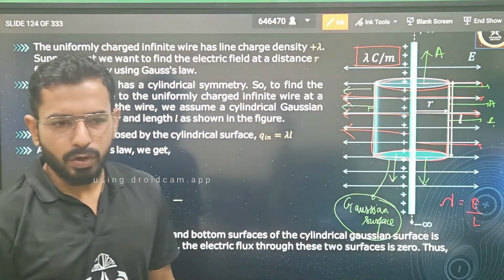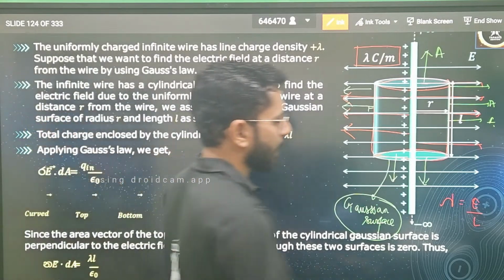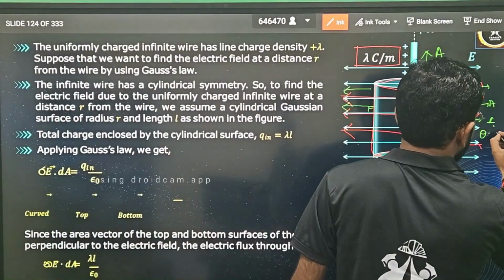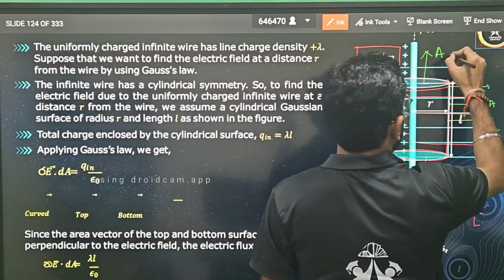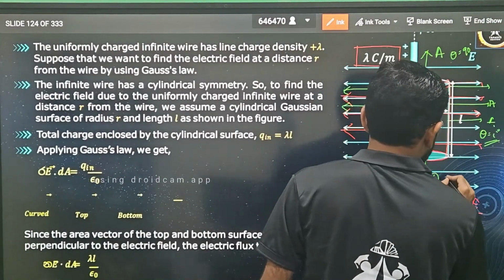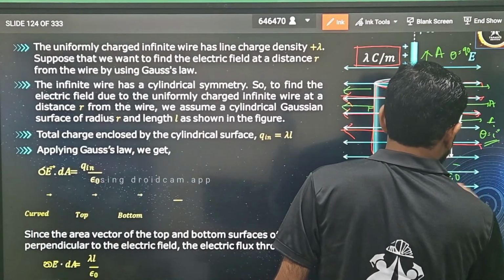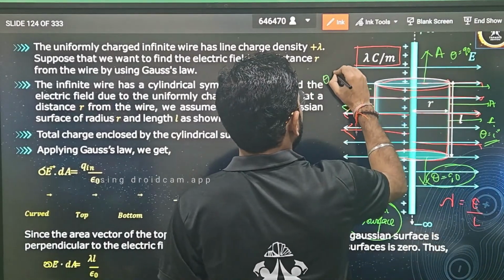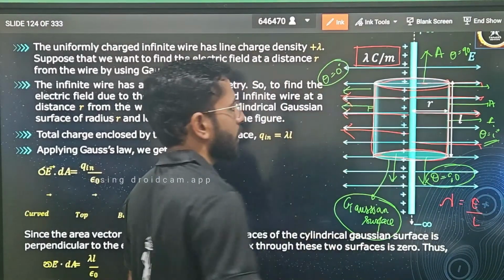Now if I ask you about the angles between the electric field and the area vector, what will you say? Here theta is equal to 0 degree. Here theta is equal to 90 degree. Here theta is again equal to 90 degree. And here theta is equal to 0 degree. Again, correct?